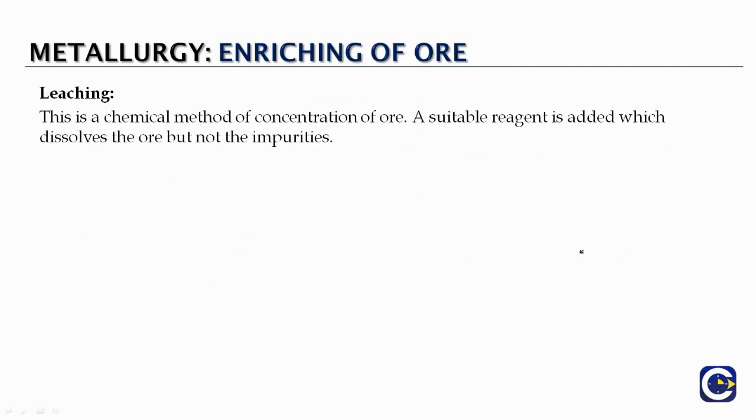The last and probably one of the important ones, considering that this is an important extraction step also for the noble metals, is the chemical method called leaching. So leaching is based on the idea that if we have a suitable reagent, a solvent, and if the ore dissolves in the solvent better than the impurities, then we will be able to take out the ore particles along with the solution and carry out further steps to concentrate the ore. That is the basic idea of leaching.